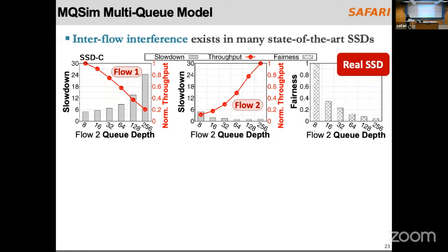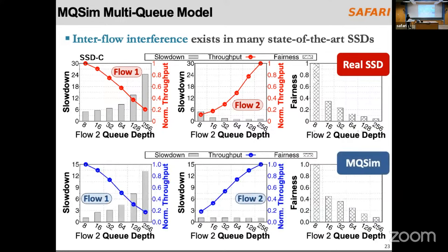How do we measure the slowdown? It is basically the ratio of the response time when both the flows are running to the response time when only one flow is running. So this shows us that interference is responsible for the slowdown and for the throughput reduction. In the case of flow two, because flow one has a fixed queue depth, you can see that the slowdown is much less. It actually reduces and the throughput increases. And when we increase the queue depth to a very high value, there is also a loss of fairness, which means that if there are multiple requests coming to the system, then this SSD cannot handle them fairly. So we see the fairness reducing.